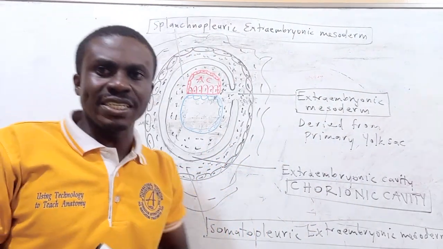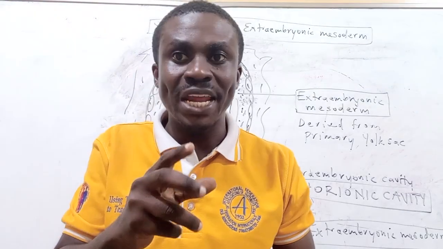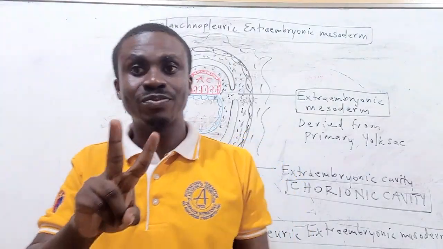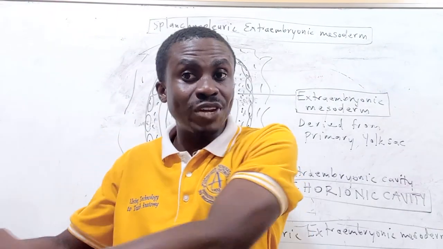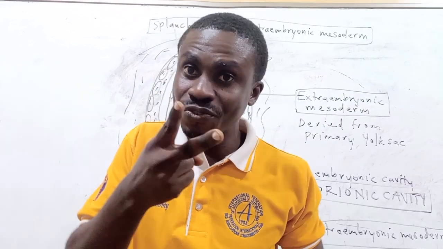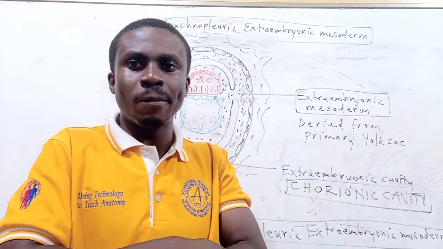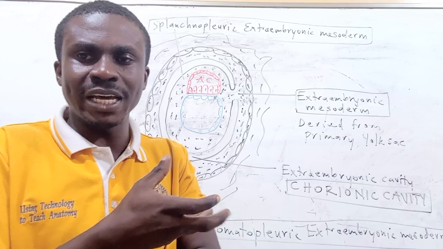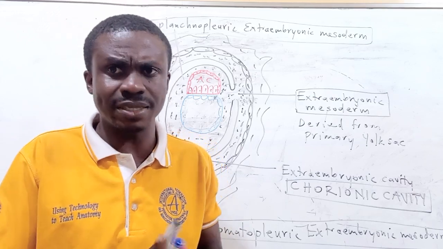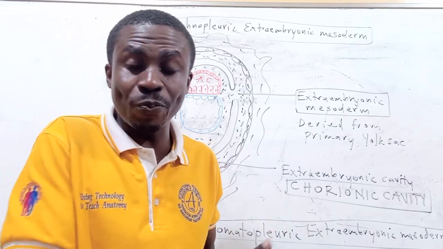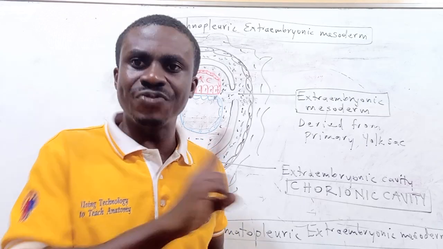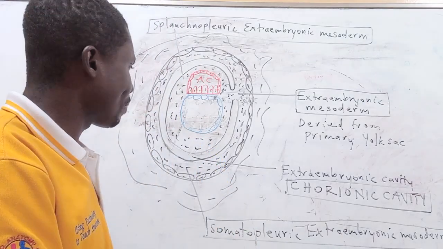So now what have you seen? Even the extra embryonic mesoderm has differentiated into two, as we get to the end of week 2. Somatopleuric, and that's to the body wall, somatic. And then splanchnopleuric to the viscera. We differentiated into two. Yes.